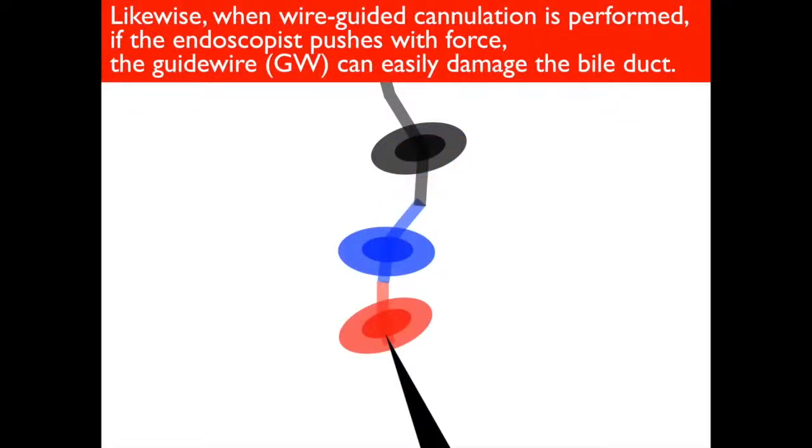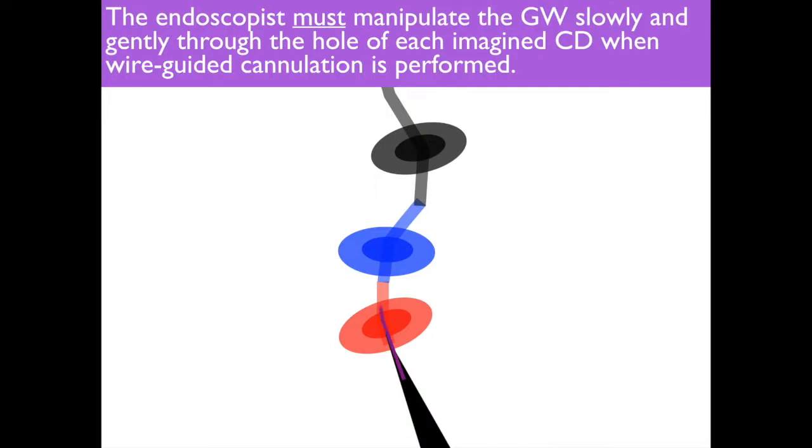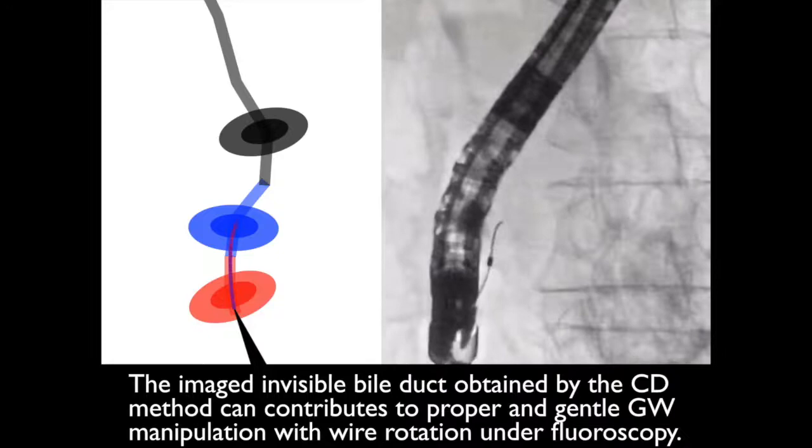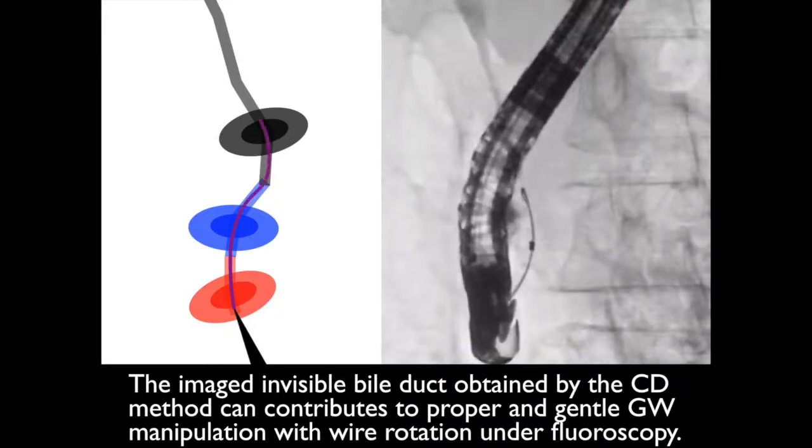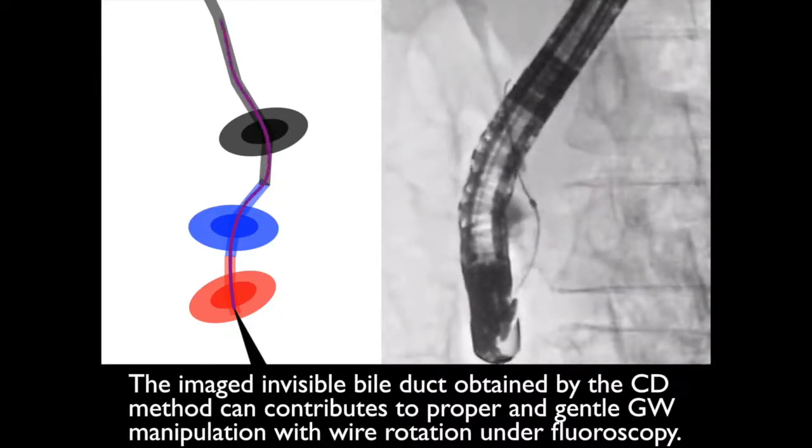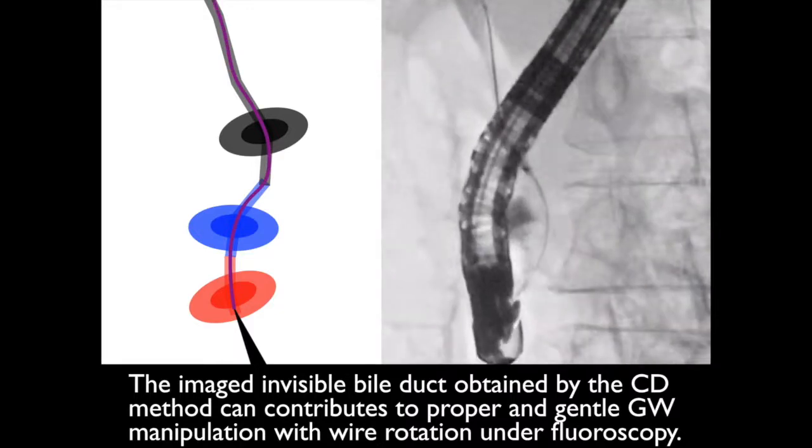Likewise, when wire-guided cannulation is performed, if the endoscopist pushes with force, the guide wire can easily damage the bile duct. The endoscopist must manipulate the guide wire slowly and gently through the hole of each imagined CD. The imagined invisible bile duct obtained by the CD method can contribute to proper and gentle guide wire manipulation with wire rotation under fluoroscopy. We now show how to provide feedback using the CD method.